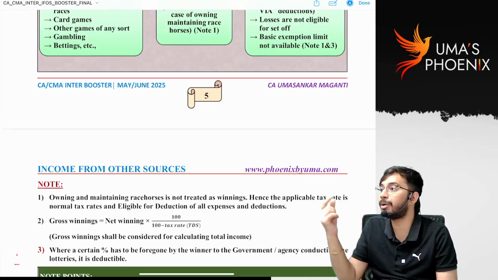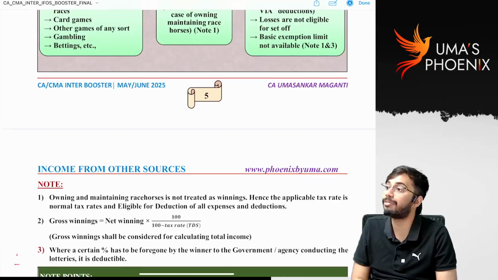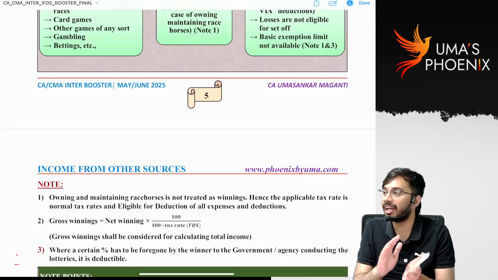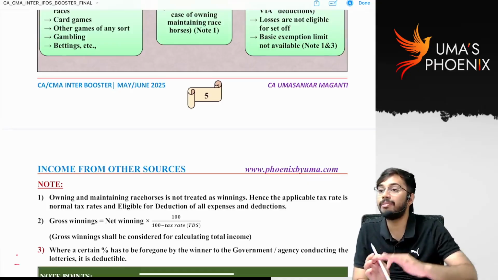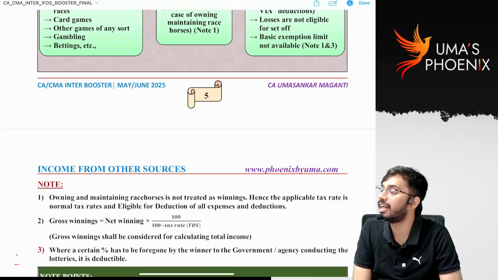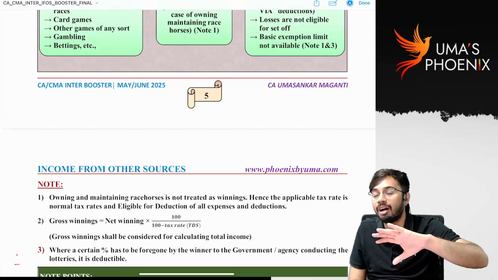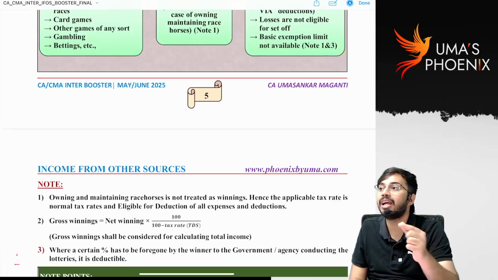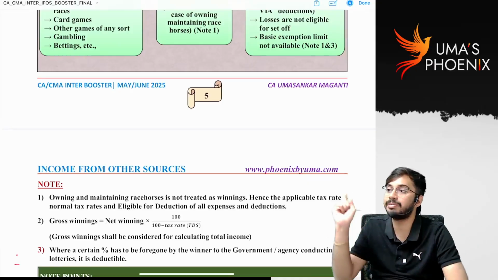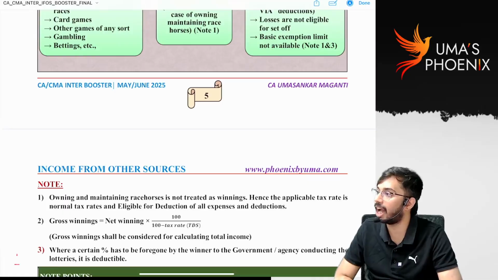This 50,000 rupees income we call income from owning and maintaining race horses. Are you able to clearly understand the difference? Winning from horse races is different, income from owning and maintaining race horses is different. Winning from horse races is purely contingent. We do not know which horse wins. So that income is taxable under section 115BB, casual income.